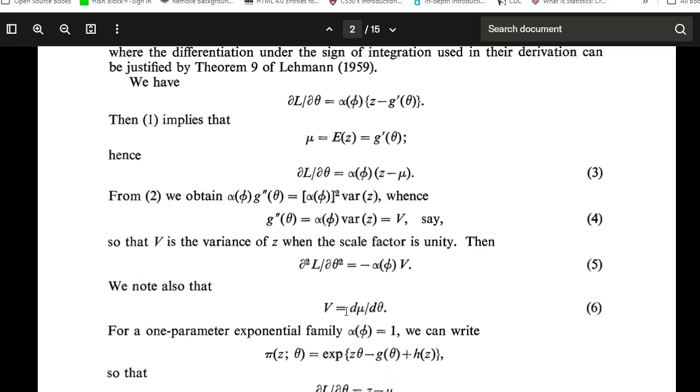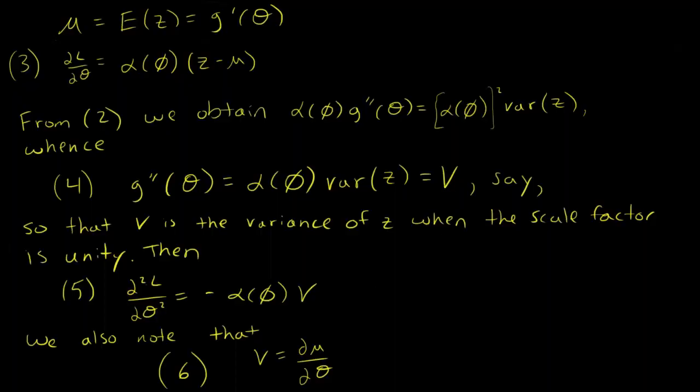Right now we're going to talk about equation number 6, which follows pretty directly from equation number 4. So this is a relatively short explanation and discussion here. But let's go ahead and move to the blackboard and talk about what's going on here.